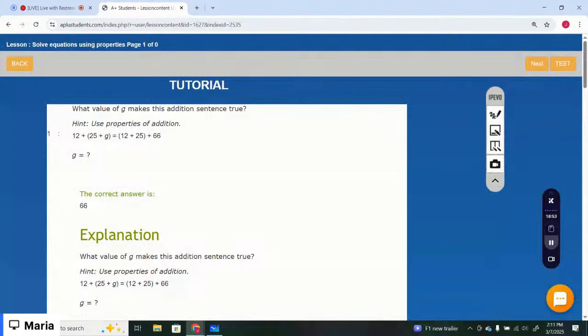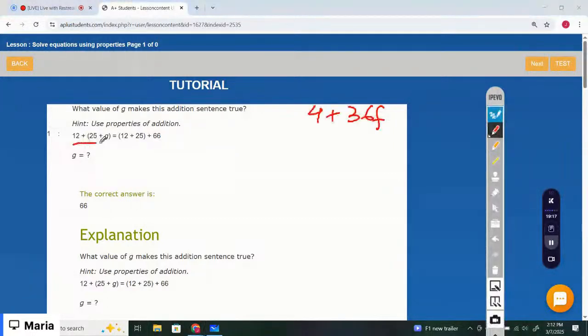What value of g makes the addition sentence true? Use properties of addition. So basically, we have learned the properties of addition in the last session, right? The same lesson, but last session, earlier this week, right? Now we're going to use those properties and we need to find the missing number. The given property is the associative property of addition.